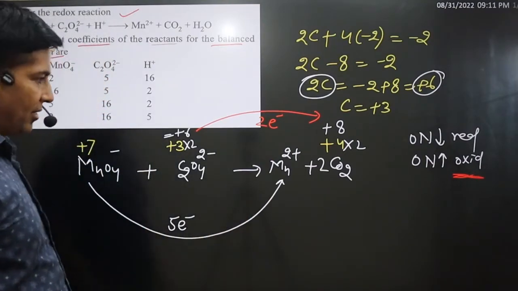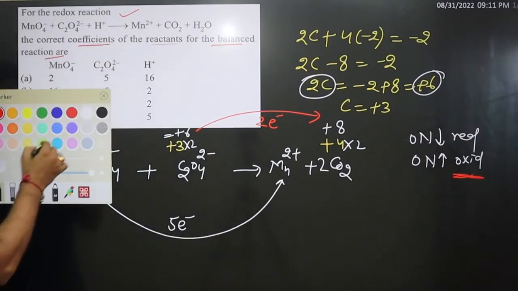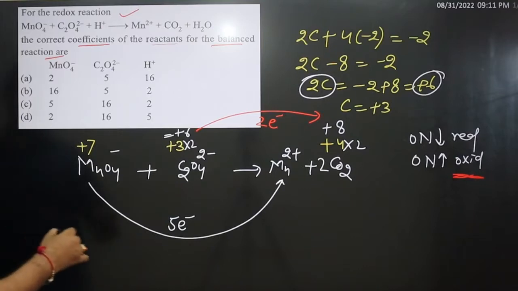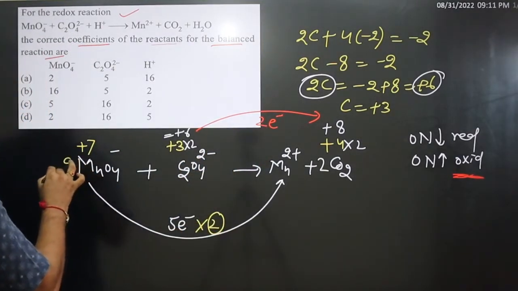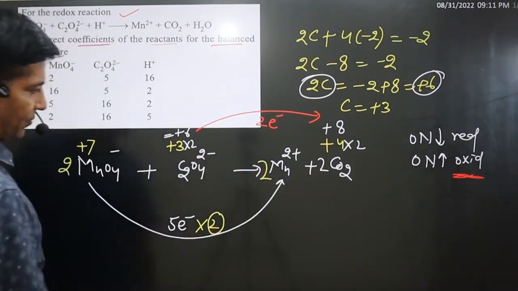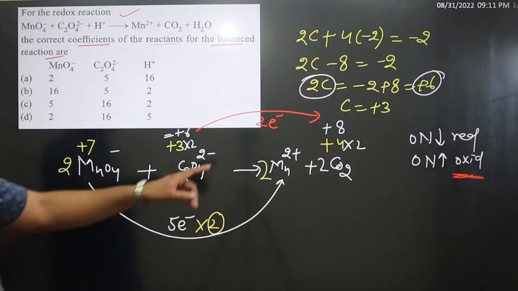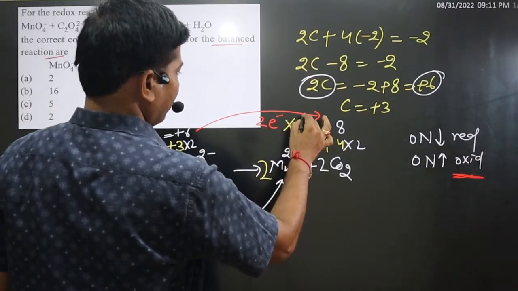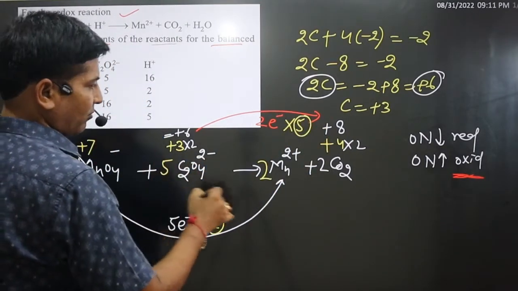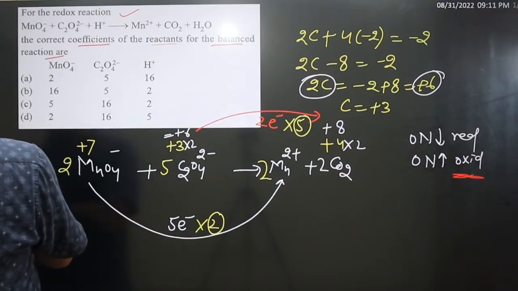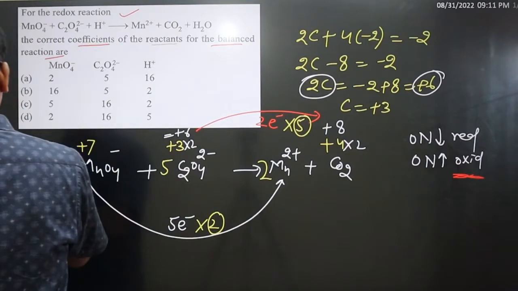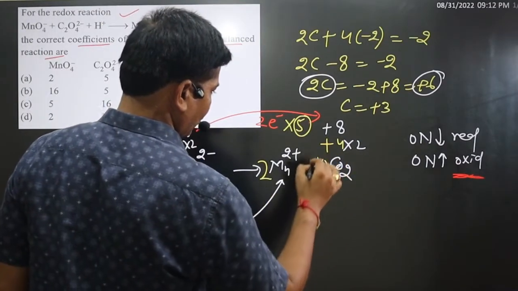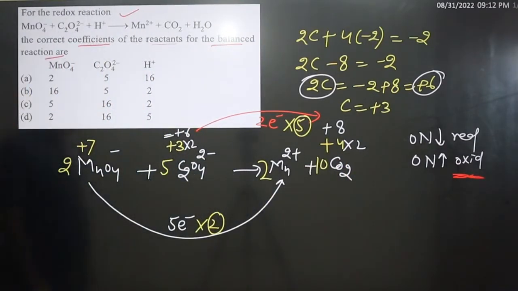Now we can balance the charge. We can crisscross these values. Multiply by 2, so 2 will come here also. Now we can multiply by 5, so 5 will come here also, and 5 times 2 is 10. So here we have 10 CO2. Charge is balanced.